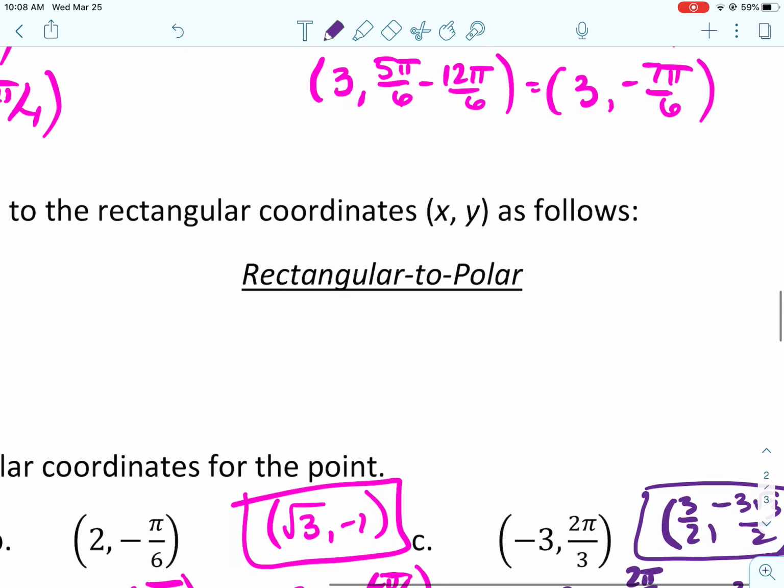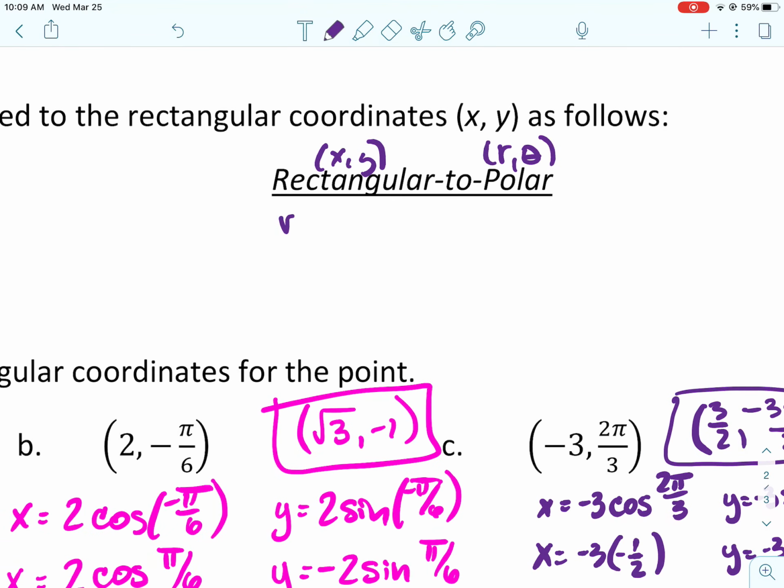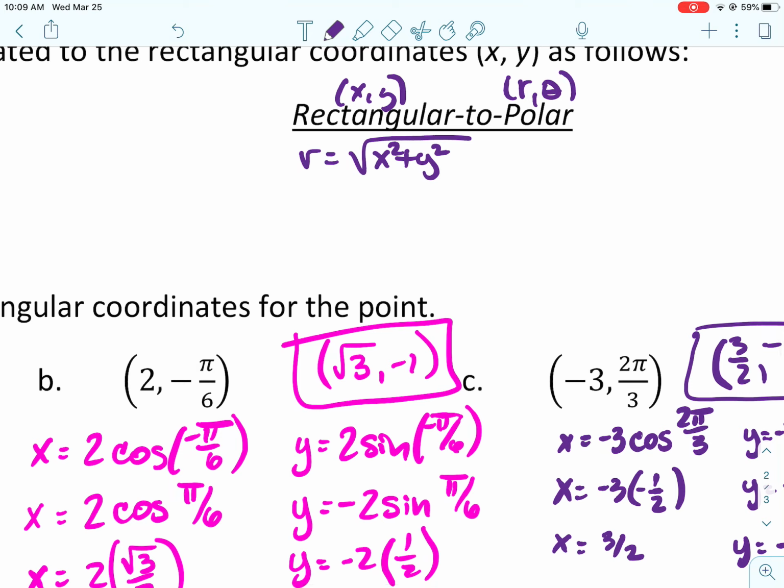Alright, and then the last thing that I'm going to teach you this year is if we want to go from rectangular to polar. So rectangular, we have x's and y's. Polar, we have r's and thetas. So we start off with x and y's. We need to get r's and thetas. R is going to be the square root of x squared plus y squared. So the distance, basically the distance that point is from 0. That gives you your r.